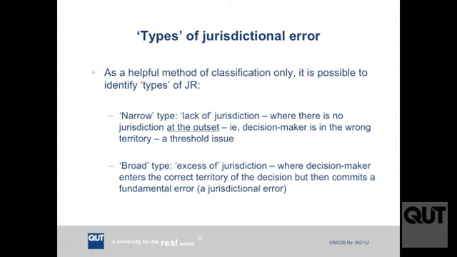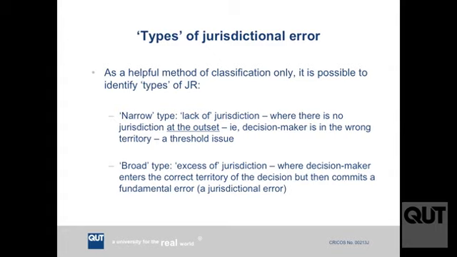Broad jurisdictional error occurs where the decision maker enters the correct territory of the decision. They have correctly seized jurisdiction, but then they commit a fundamental error. The question is, how bad does the error have to be? Is a failure to take into account a relevant consideration, a breach of natural justice, or unreasonableness enough? Some cases have found that it is.